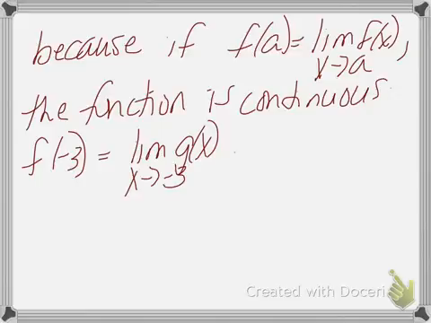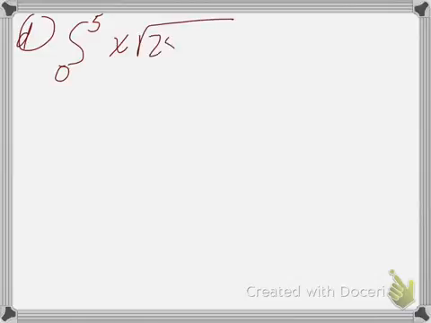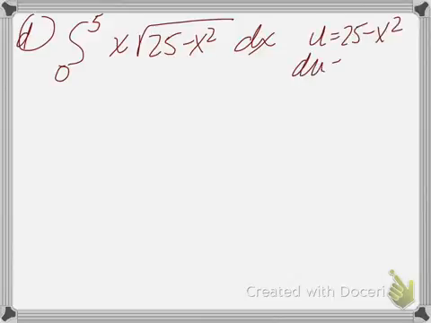Finally, we have part D, and we're supposed to be finding this. This is a non-calculator question, otherwise it would be easy. This is going to require u substitution. So u is going to be 25 minus x squared, and therefore du is negative 2x dx. If you compare that to the original, you do have an x dx, but you don't want the negative 2, so divide by negative 2.